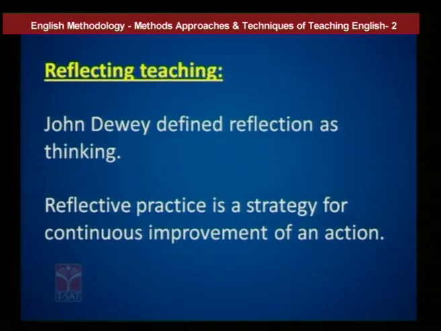Here, reflective practice is a strategy for continuous improvement of an action. As per this reflective teaching, it is a practice, and it is a strategy for continuous improvement of an action.